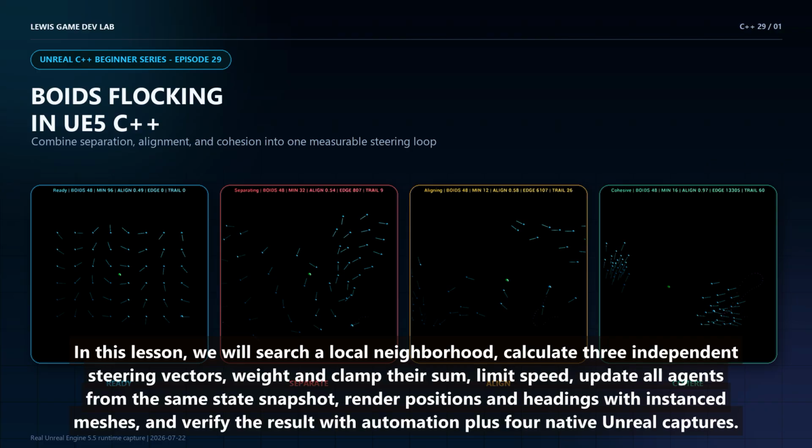In this lesson, we will search a local neighborhood, calculate 3 independent steering vectors, weight and clamp their sum, limit speed, update all agents from the same state snapshot, render positions and headings with instanced meshes, and verify the result with automation plus 4 native Unreal captures.